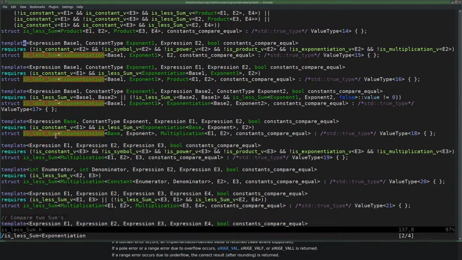Two, exponentiation is less than a multiplication when E1 is not a constant. Sorry, when E1 is a constant. Oh. No, it's always the case. Doesn't matter if this is a constant or not. This puts exponentiations higher than multiplications.